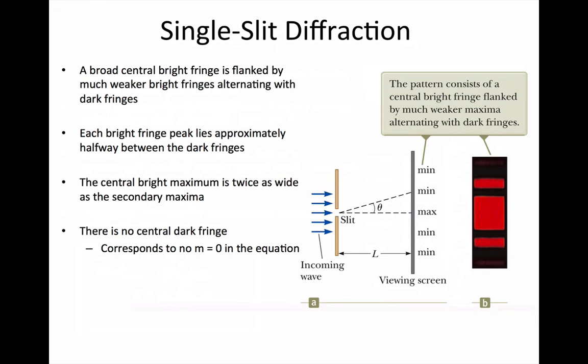Now, just knowing the positions of the dark fringes isn't yet telling us anything about the variation of light intensity along the screen. What we see, though, is that each bright fringe lies approximately halfway between the dark fringes, and the central bright maximum is about twice as wide as the secondary maxima. There is no central dark fringe, as shown by the fact that there is no m equals 0 in the dark fringe equation, because that would correspond to θ equals 0 straight ahead.